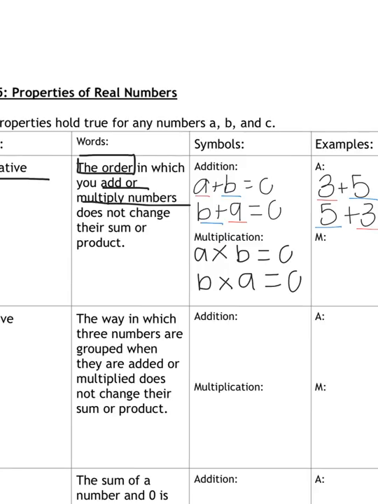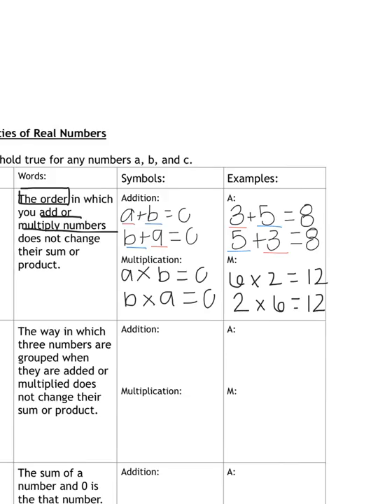For multiplication, it looks really similar to addition in terms of symbols. If we were to multiply A times B, that would equal C, and it would be the same as doing B times A, which would also equal C. As I mentioned before, when 2 numbers are multiplied together, the product is the same regardless of the order in which the numbers are multiplied.